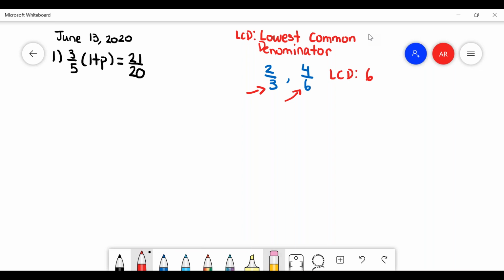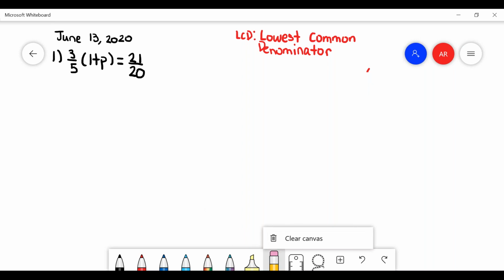Great, now that we have that established, let's go back to our original question. Our original question is 3 over 5 times (1 plus p) is equal to 21 over 20. As you can see, there is a 5 and 20 in the denominators of the fractions present in this equation. Your very first step is to find the LCD of the fractions in this equation. Let's take a look at the fractions.